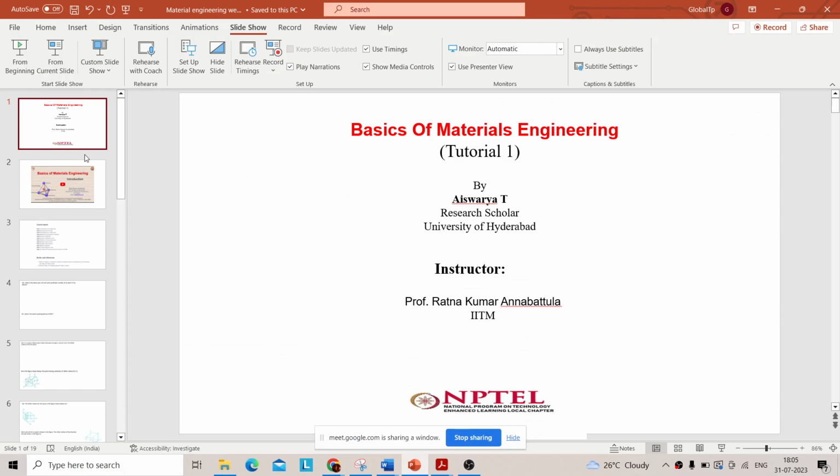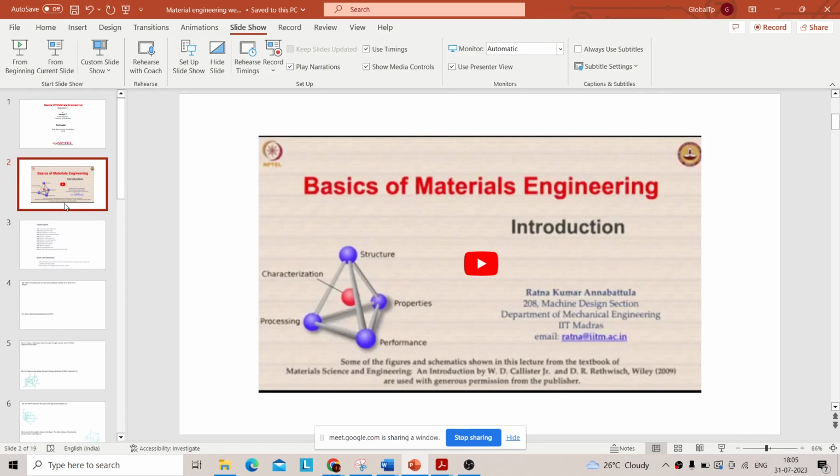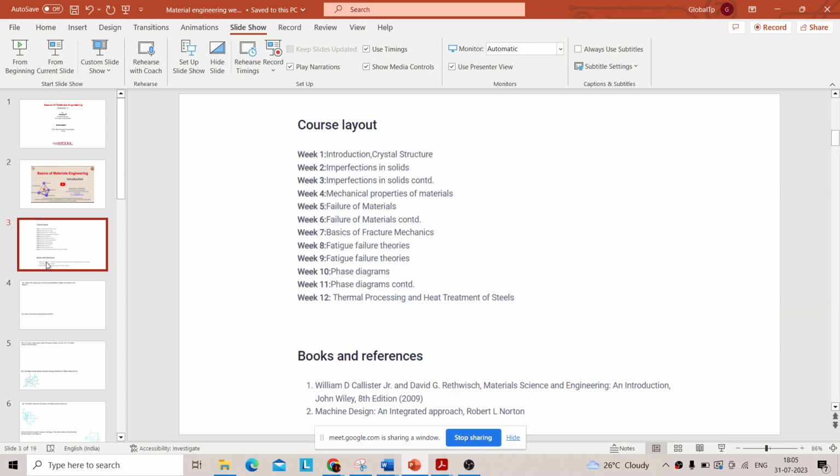Okay, so we will start the session. The subject title is Basics of Materials Engineering. The course covers introducing crystal structure, then imperfections in solids, mechanical properties, failure of materials, basic fracture mechanics, fatigue failure theories, and phase diagrams. Okay, so these are the main topics.